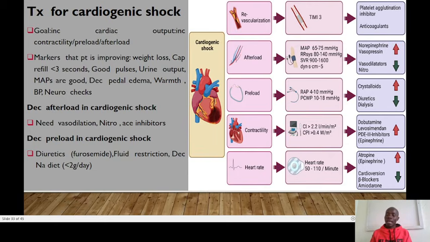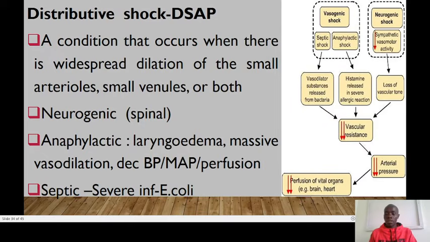Remember, to decrease afterload in cardiogenic shock, there is need for vasodilation, okay? Nitrates and ACE inhibitors. While to decrease preload in cardiogenic shock, you will have the diuretics, the furosemide, the fluid restrictions, and sodium diet, where we have less than 2 grams per day, okay?